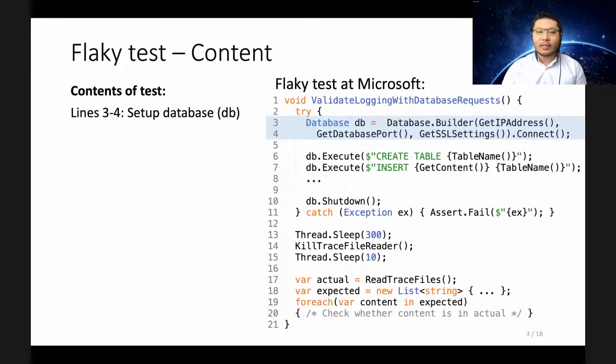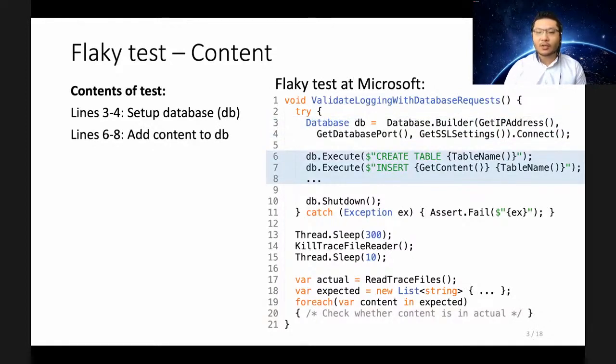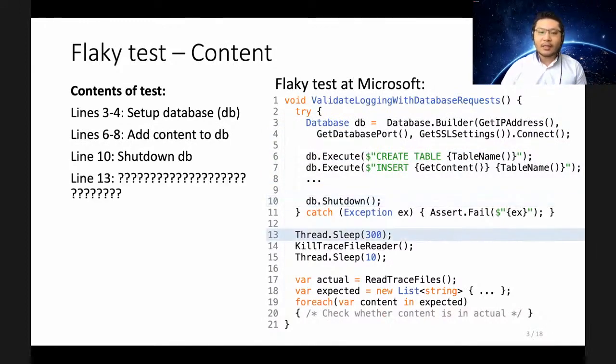You can see that at lines 3 to 4, we're setting up a database. Around lines 6 to 8, we're adding some content to the database. And at line 10, we shut down the database. And then at line 13, we have this thread.sleep here. So essentially, we're waiting for something, but it's a little unclear immediately what this might be. We'll revisit this once we go over the rest of the test.